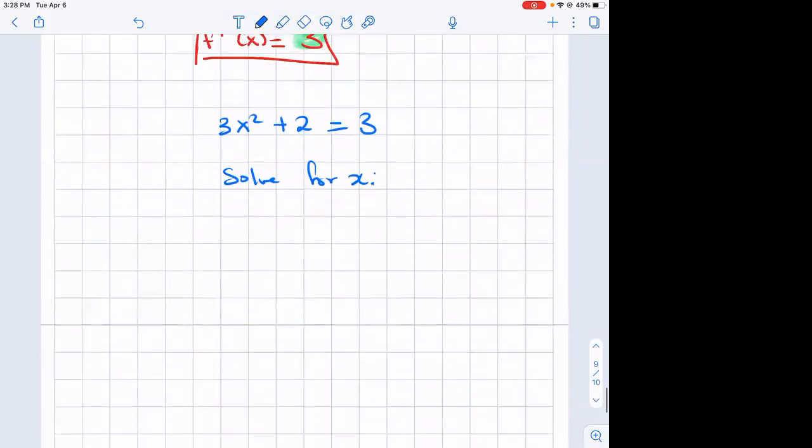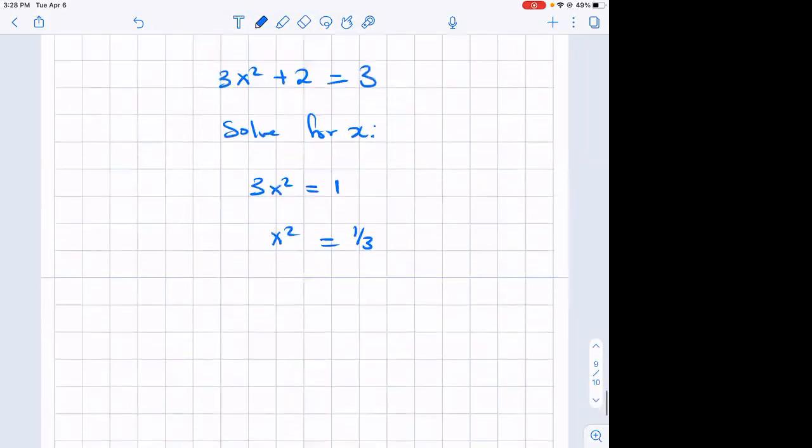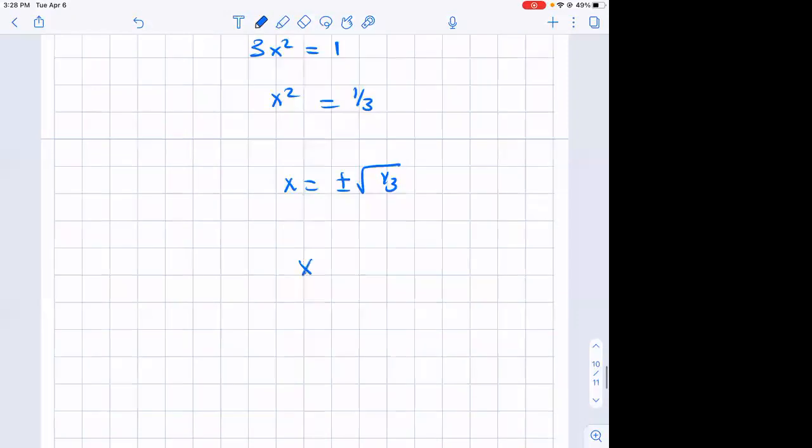If you do this, you have 3x squared is equal to 1. x squared is equal to 1/3. So x is equal to plus or minus the square root of 1/3. Therefore, x is equal to plus or minus 1 over root 3. Right? So c, now be careful, guys. We get plus or minus here.